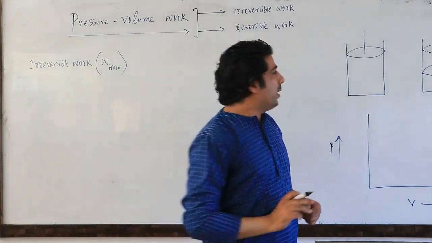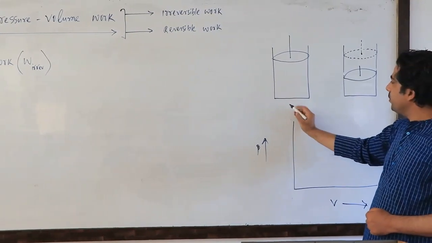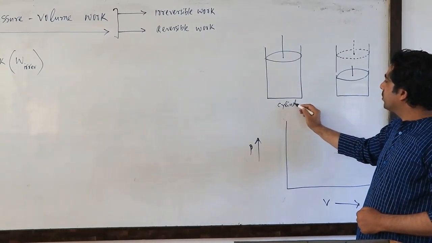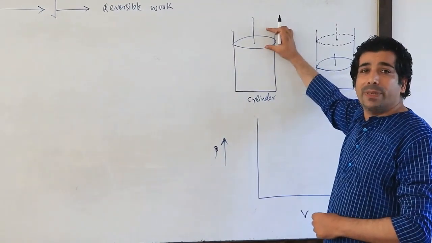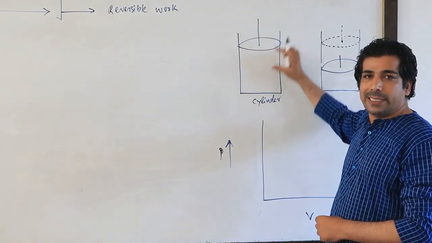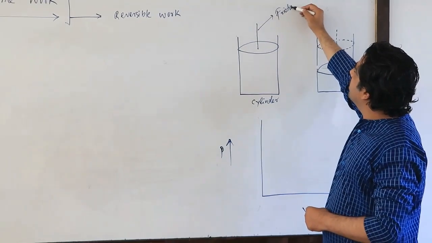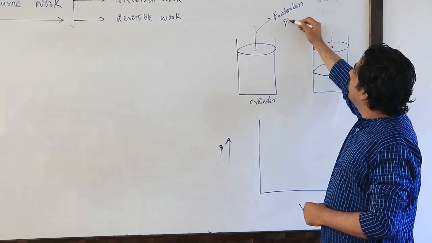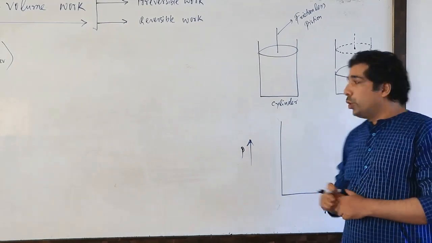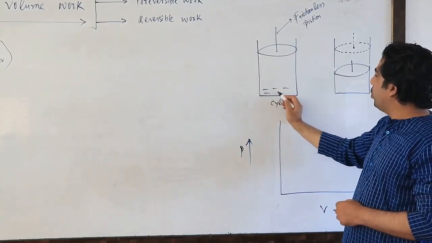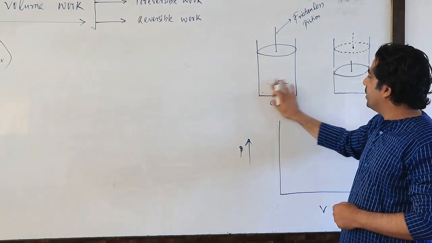My dear friends, if I take a cylinder here, a closed cylinder, it is fitted with a piston. Let us suppose this piston is a frictionless piston. That means it can easily move up and down, my dear friends. So inside this particular cylinder or closed vessel, we can see some gas is present.